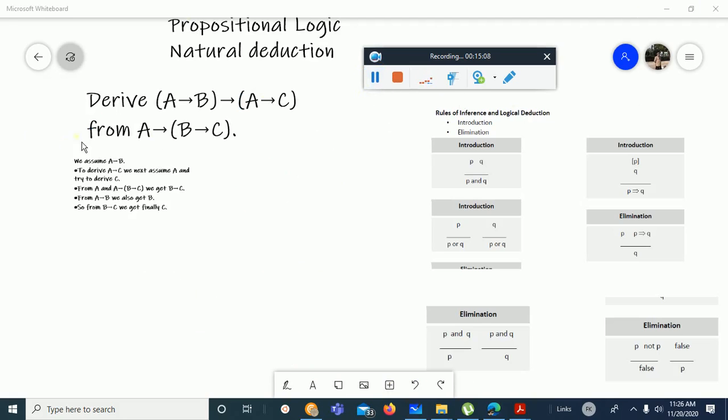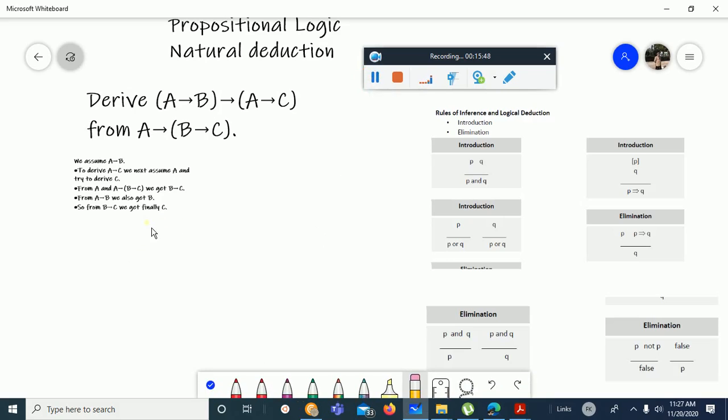Here we have to derive A implies B implies A implies C in brackets from A implies B implies C. Here we have to assume A implies B. To derive A implies C, we next assume A and try to derive C. From A and A implies B implies C, we get B implies C. From A implies B, we also get B. So from B implies C, we get finally C. So how will it be done?